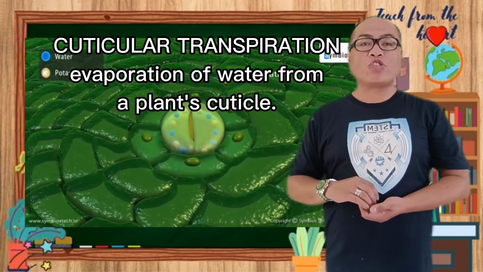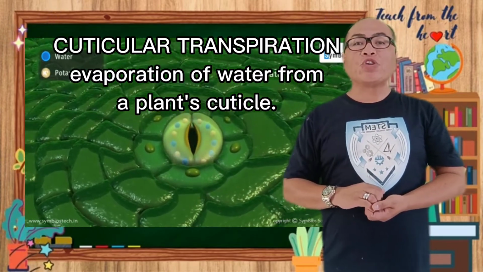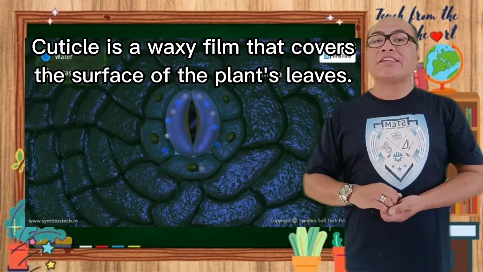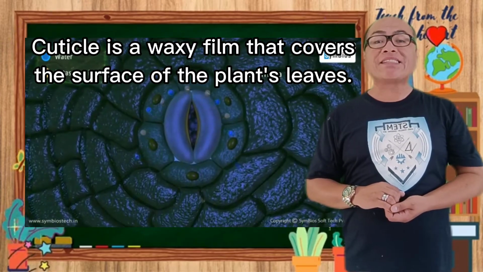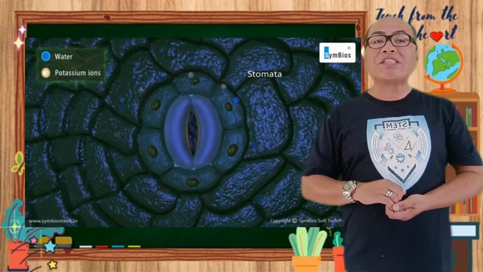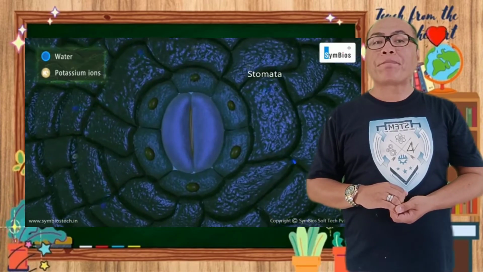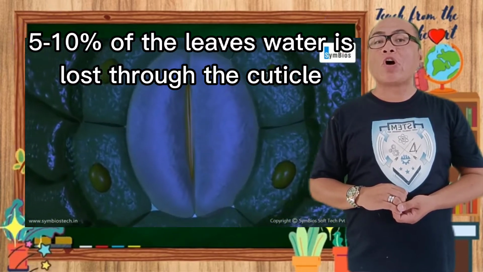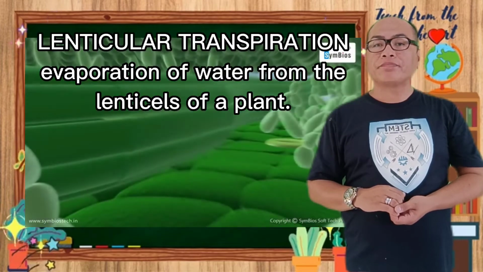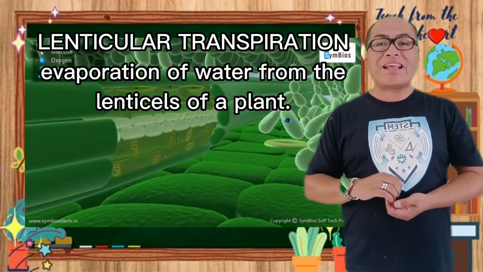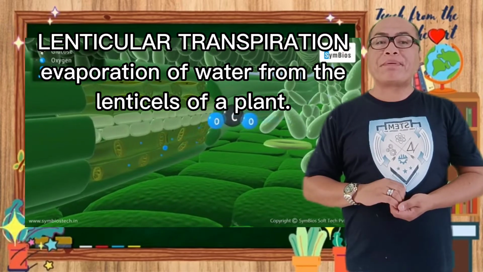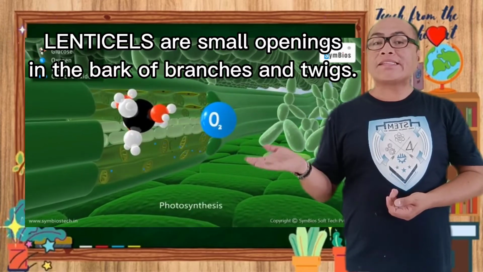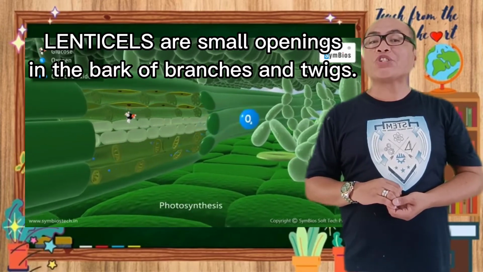Cuticular transpiration. Cuticular transpiration is the evaporation of water from a plant's cuticle. The cuticle is a waxy film that covers the surface of a plant's leaves. This form of transpiration does not account for much of a plant's water loss. About 5 to 10% of the leaves' water is lost through the cuticle. Lenticular transpiration. Lenticular transpiration is the evaporation of water from the lenticels of a plant. Lenticels are small openings in the bark of branches and twigs.